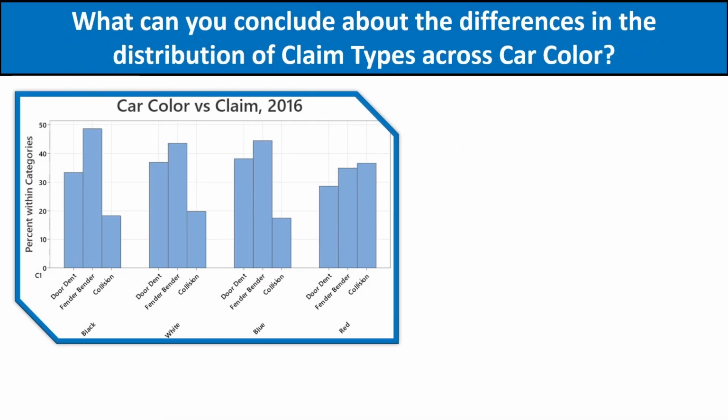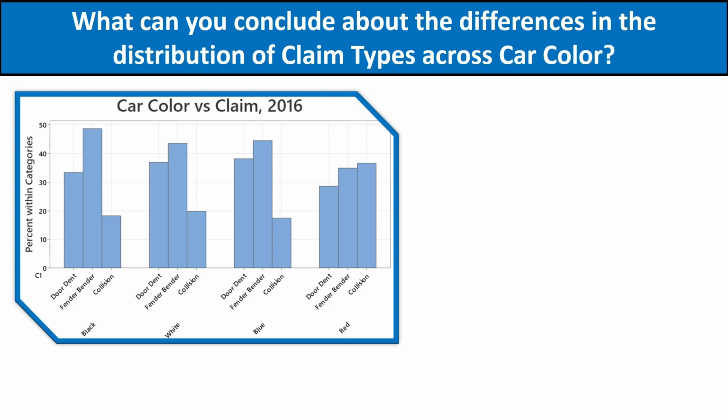Okay, so now let's go back to that, I always forget what these things are called. This is a bar chart. So we're looking at the bar charts. So here what we're looking at is the sample distributions across accident type for each of the 4 colors of car.